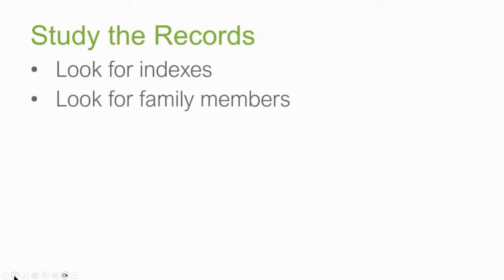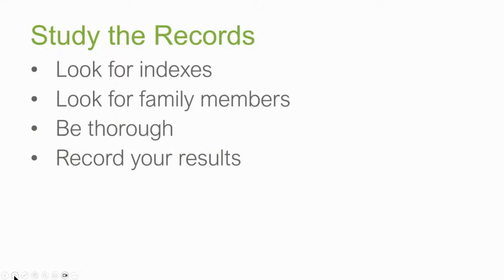Once you have obtained the records, you need to study them. Look for indexes. Look beyond your ancestor for family members and other associated people. Be thorough. Don't skip any lines or columns, and make sure you understand what the record is saying. And be sure to record your results. If you are anything like me, if you don't write something down, you won't remember it tomorrow, much less in 10 or 20 years.